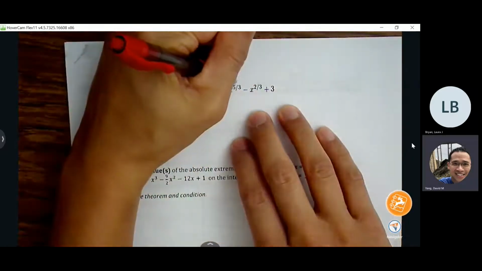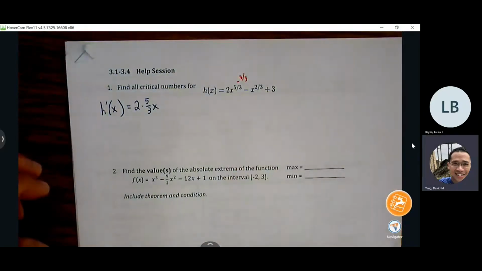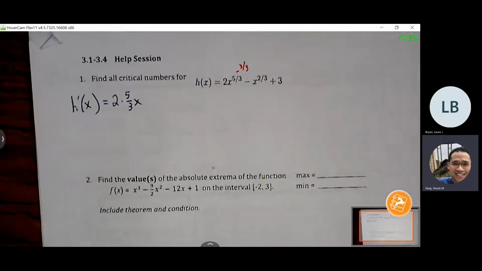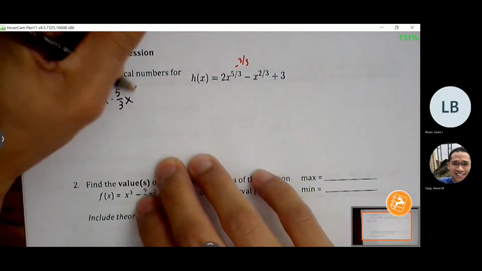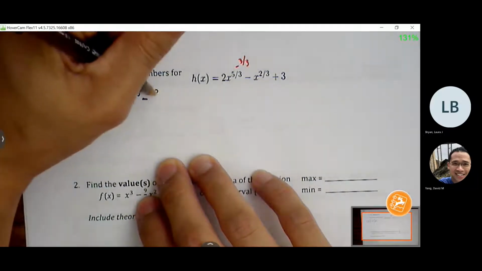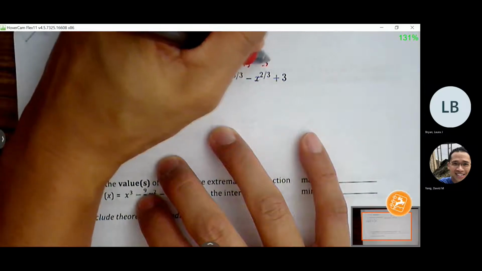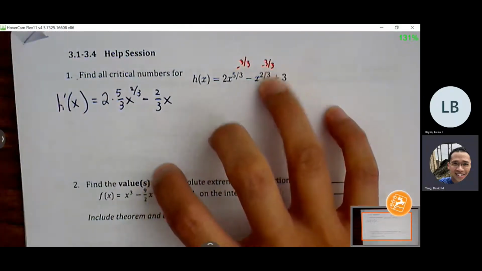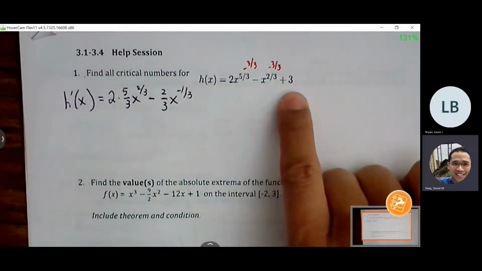Subtract 1 from the exponent. Bring down 2/3, subtract 1 from the exponent, I get negative 1/3. And then the constant goes away to 0.